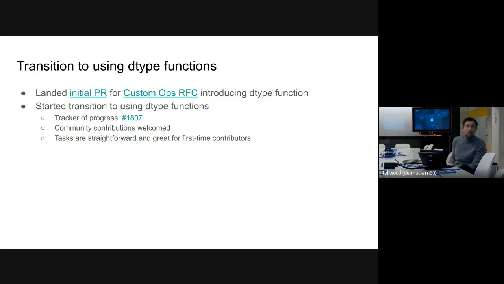The main missing piece is that we have the shape functions already in an easily pluggable way, but we needed to do that for the dtype functions also. And this actually requires rewriting all of our existing dtype inference into the new system. So issue 1807 has a work list of all these different tasks, and we'd really appreciate your contributions to them. Some of them are actually quite straightforward. So please feel free to jump in and ask Ramiro on Discord if you have any questions, because he's leading that effort.